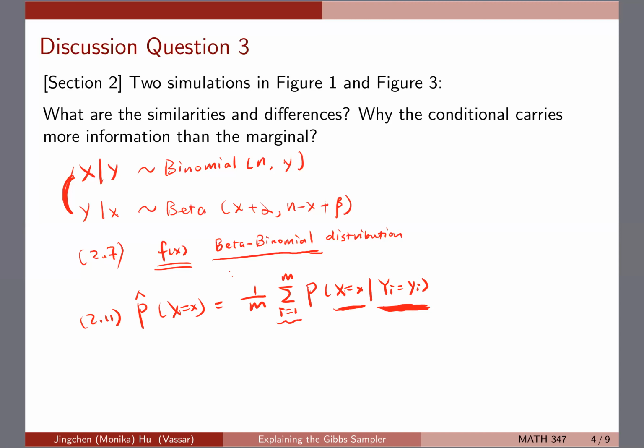Okay, so based on this, why does the conditional carry more information than the marginal? We know that with figure 3, using the average of the conditional, we can get a better approximation. Would that be sufficient to say that the conditional carries more information than the marginal?